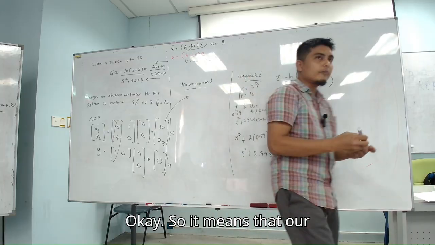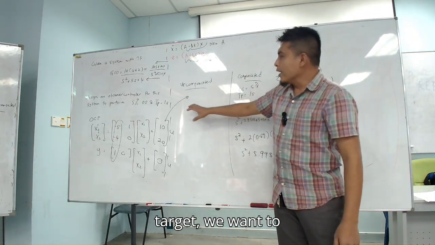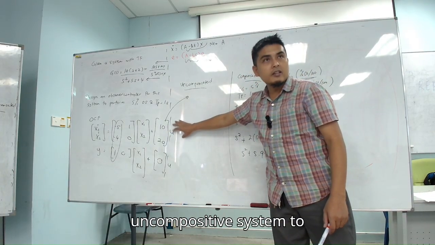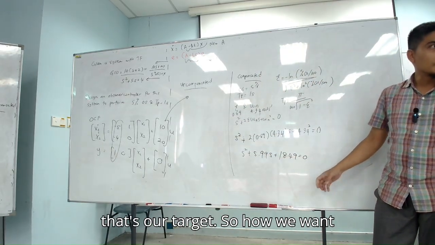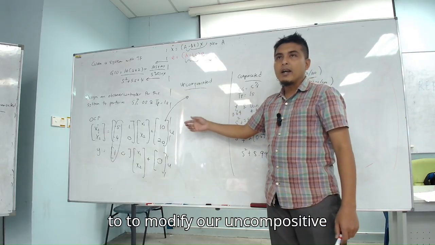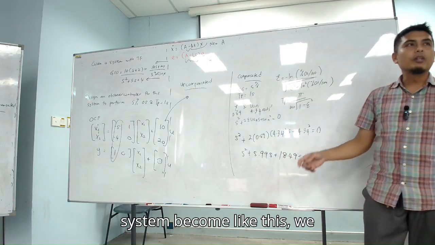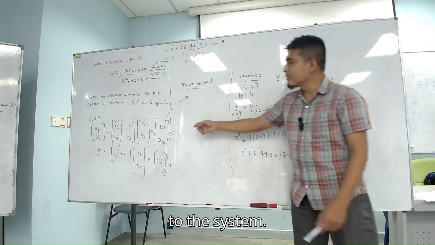Okay. So it means that our target is to convert this uncompensated system to perform like this. That's our target. So how do we modify our uncompensated system to become like this? We just need to apply L to the system.